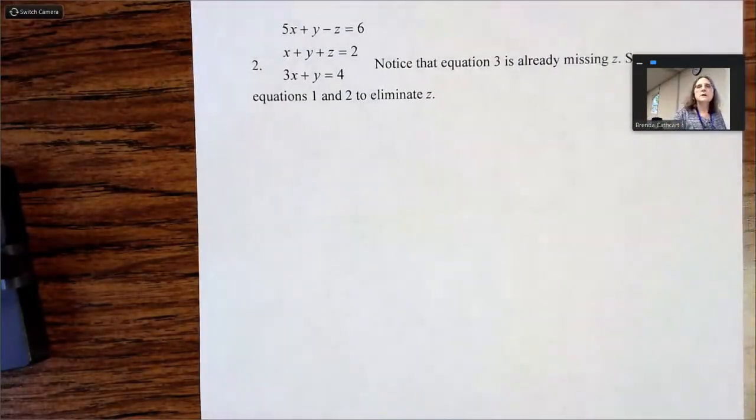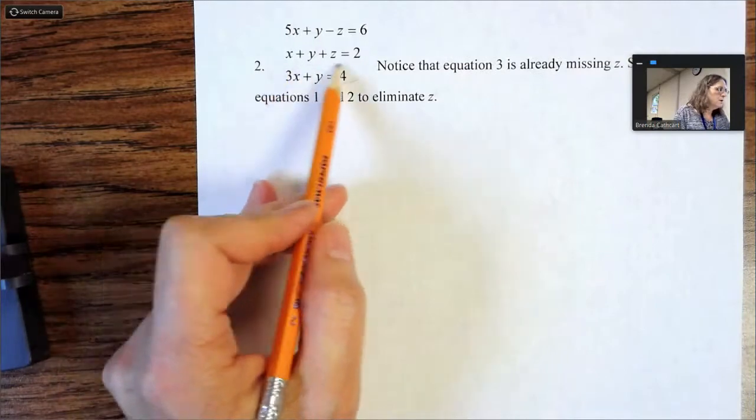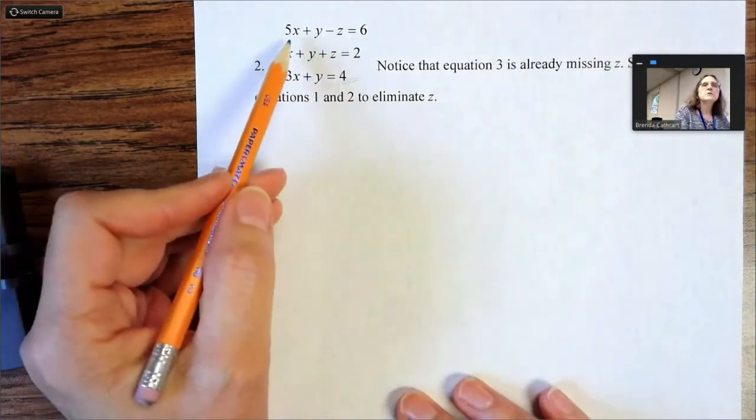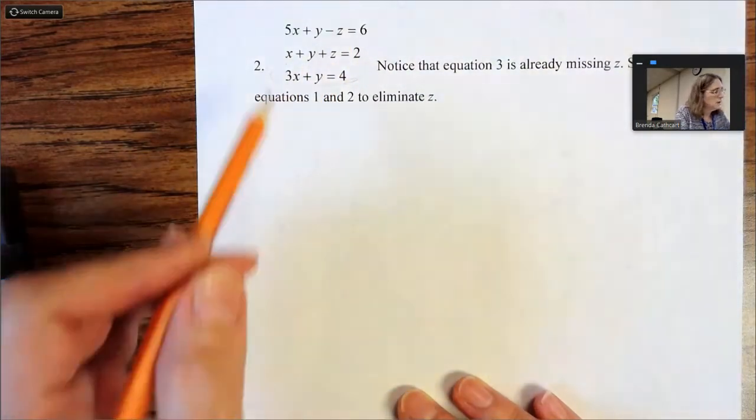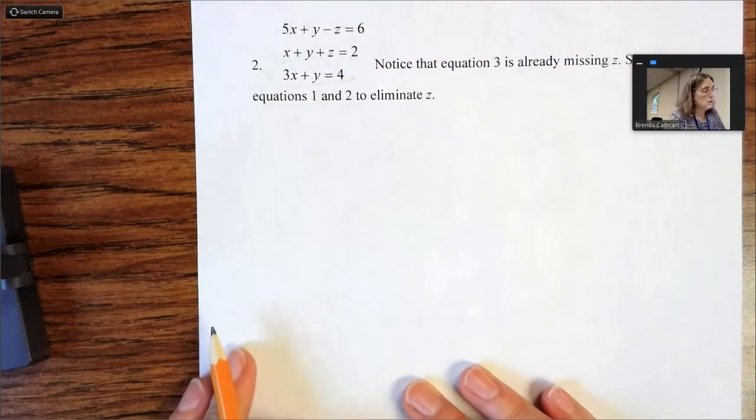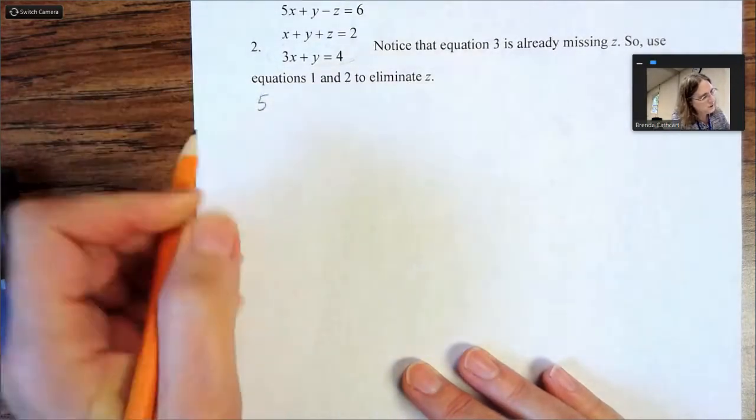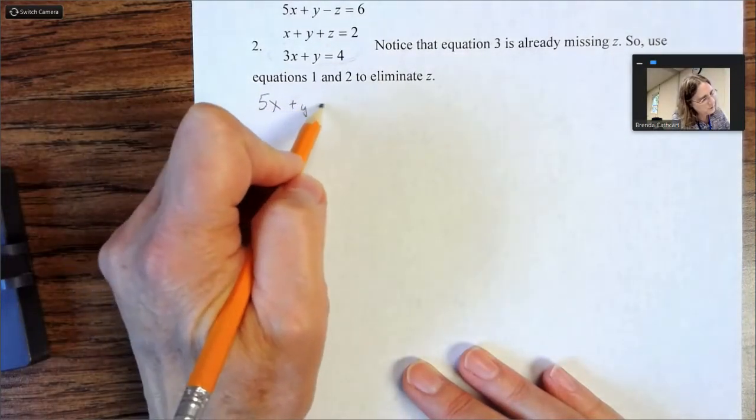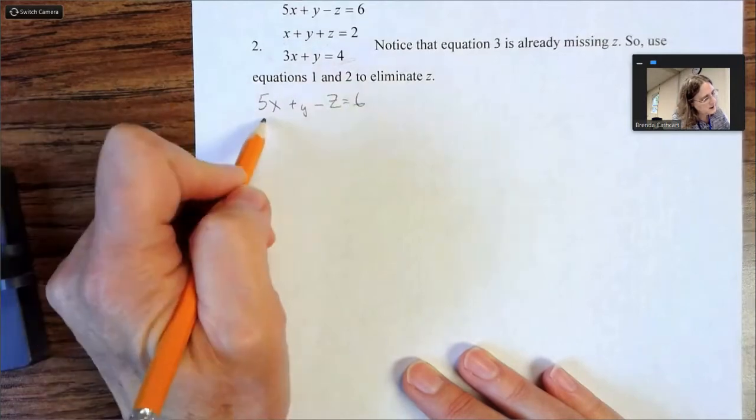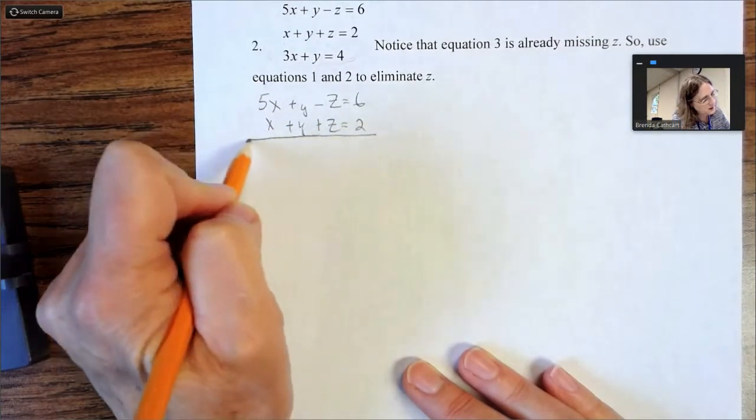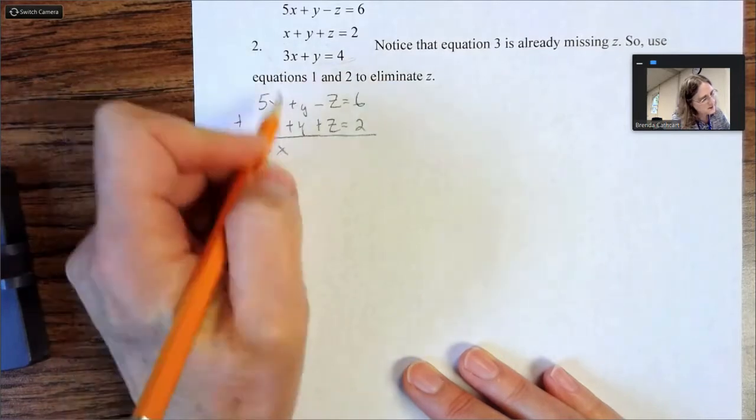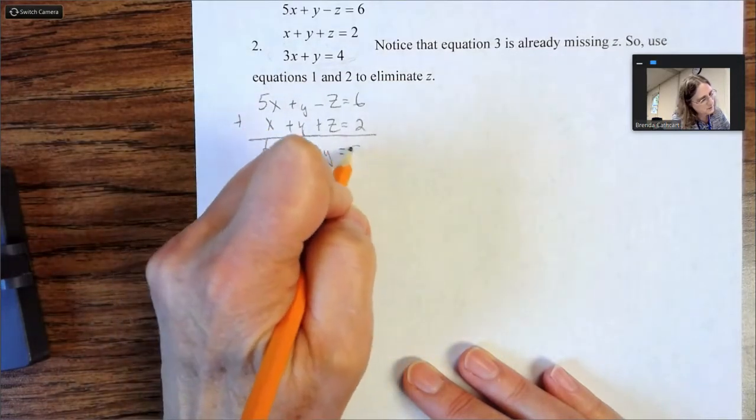Let's take a look at another example of that. In this example, notice that our third equation is already missing z. So let's pair these first two equations and also eliminate z so I could have another equation with just x and y. So adding our first two equations, I have 5x plus y minus z equals 6, and x plus y plus z equals 2. Adding these, I have 6x plus 2y equals 8.